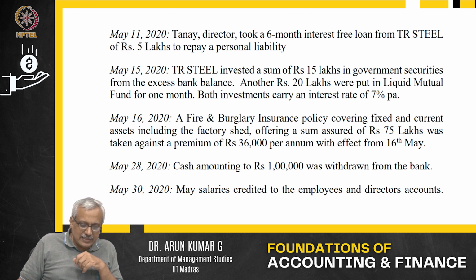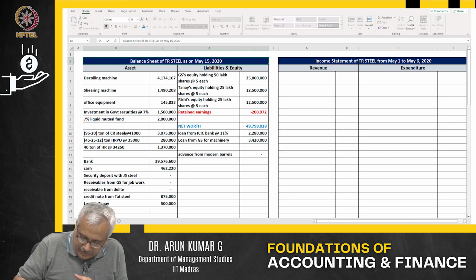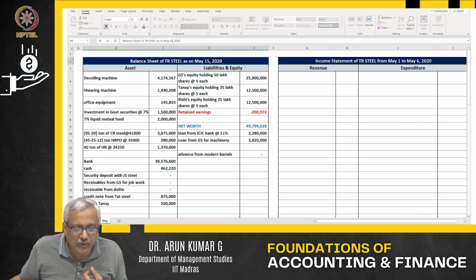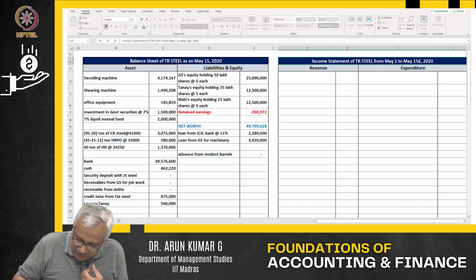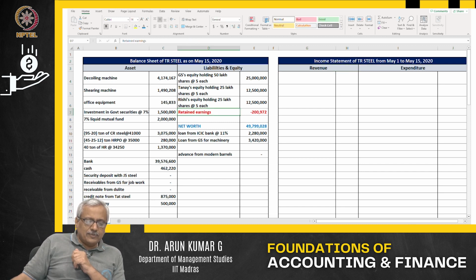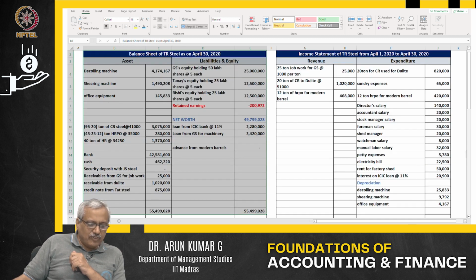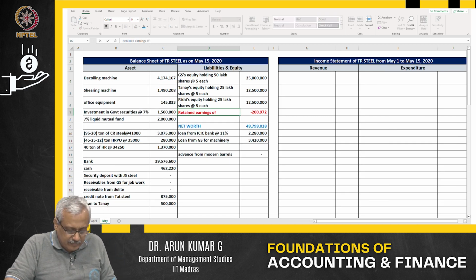I am sorry, I have not changed the dates in the other so far. This is as of 15th May. I forgot to change the date right here. So, as of 15th May, this is how it looked, and from May 1st to May 15th, this is how it basically looked. Now, in this particular case, the retained earnings we saw is carried forward from April. So, let us say retained earnings of April.